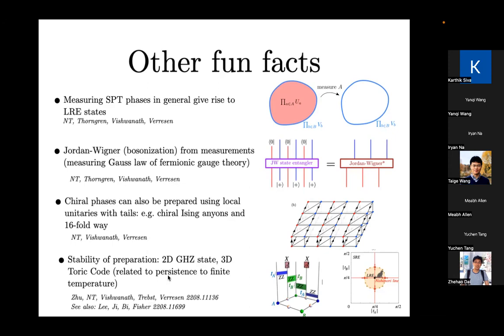We studied how stable it is to prepare if you miss the preparation by a bit. For example, using this Ising interaction, if you miss a bit, it turns out in the 2D toric code you would immediately go away. But for the 2D GHZ state or the 3D state, that turns out to be stable, and then there's a transition. And it's somehow related to the persistence of these phases to finite temperature. So please ask me after the talk if you're interested.